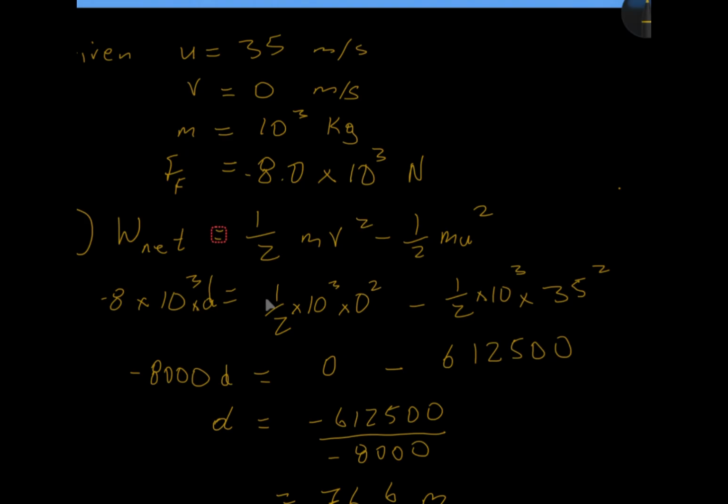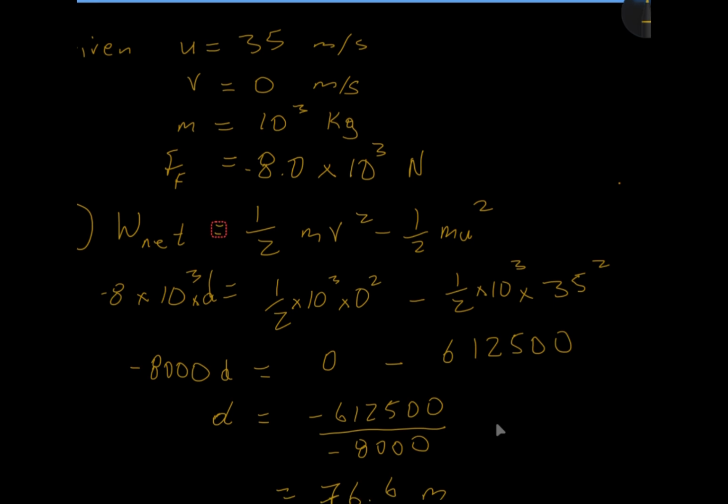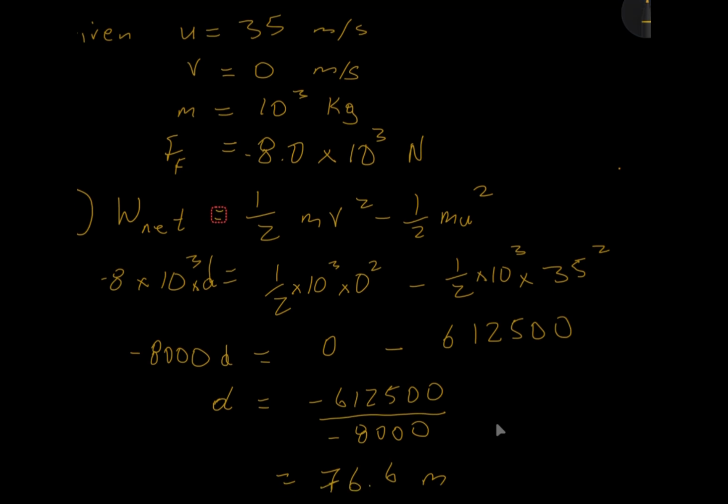So we have negative 8 times 10 to the third times d is equal to half times 10 to the third times 0 squared, minus a half times 10 to the third times 35 squared. And so negative 8,000d is equal to 0 minus 612,500. So d will be equal to negative 612,500 over negative 8,000. And so our distance would be 76.6 meters.